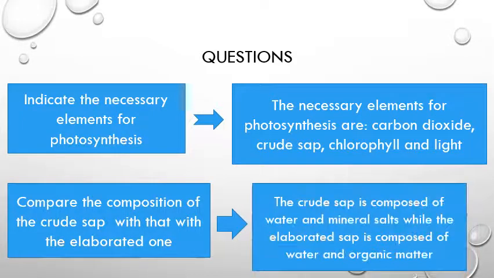Excellent! So the crude sap is composed of water and mineral salts, while the elaborated sap is composed of water and organic matter. I used "while" because I'm comparing. So the difference is in the composition. Crude sap is composed of water and mineral salts. However, the elaborated sap is composed of water and organic matter. Make sure to use the connectors of comparison, which are while, however, but.